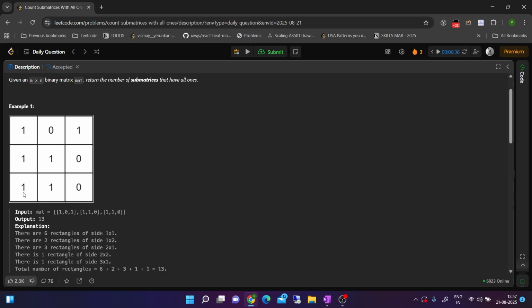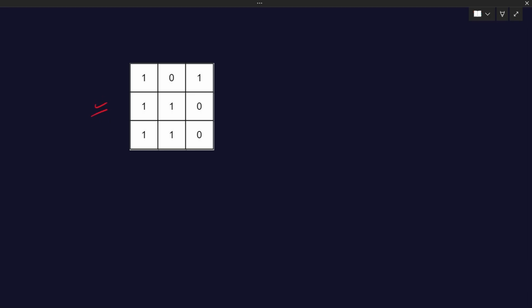Okay, so let's see how we can solve this problem. We took the same example, and here we have our answer as 13. Now for every cell we have a couple of options. This cell can be the starting point of a particular rectangle. Let's say we have a rectangle like this, and this starting cell here, so from this cell we can extend to the right part, or extend down, or extend to the diagonal part to get all the rectangles that can start from this point.